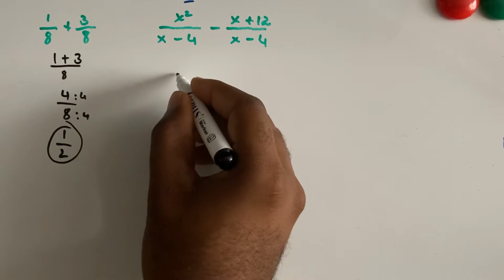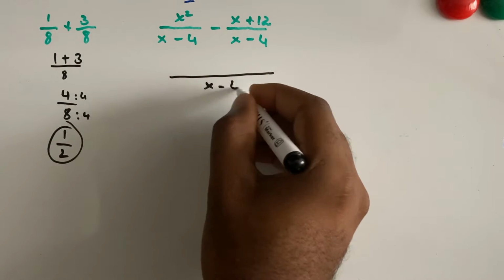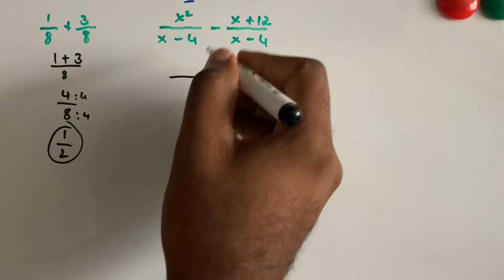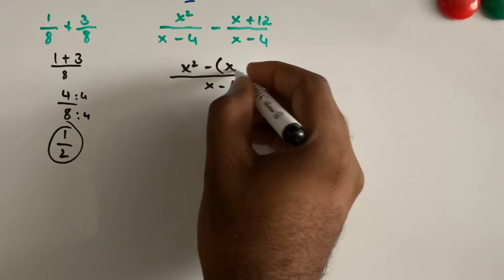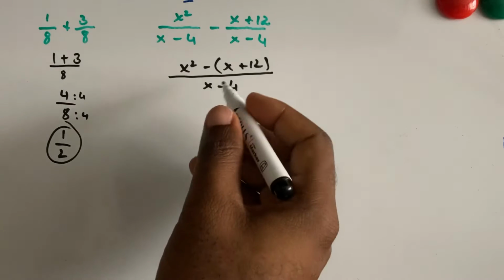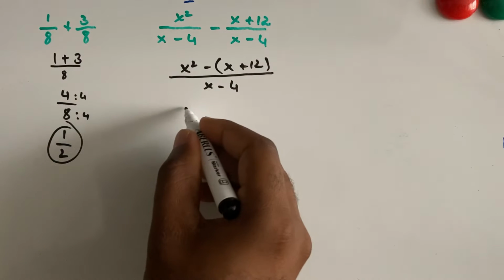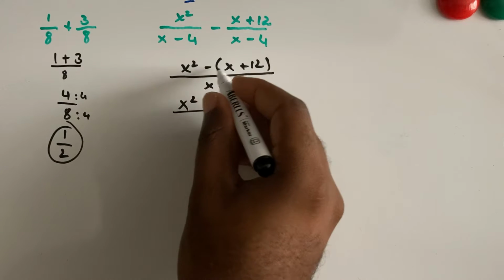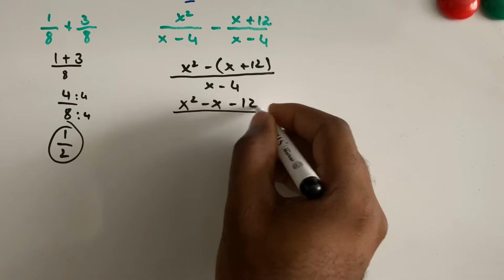Same thing for rational expressions. In this case here, you will keep the denominator, which is x minus 4, because it's the same, okay? For same denominators, you keep it and you combine the top, x squared minus x plus 12 here. And so now the next thing to do is to distribute here, because it's as if you have an invisible 1 here.